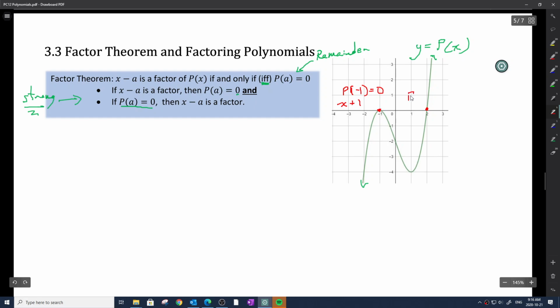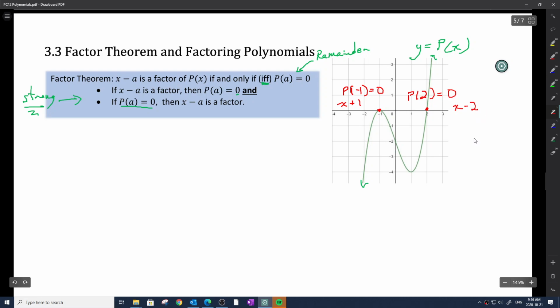What we're saying is this is the p of positive 2. The p of 2 is equal to 0. Right? And the reason why this is so hard is because now I switch to a function. Now, there is a connection between the function and the factor theorem, and p of 2 is equal to 0, so that implies that x minus 2 is a factor.